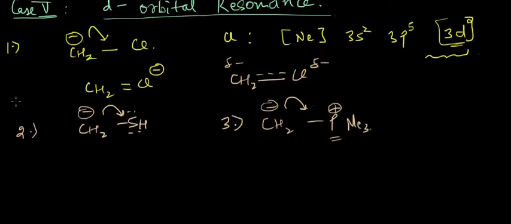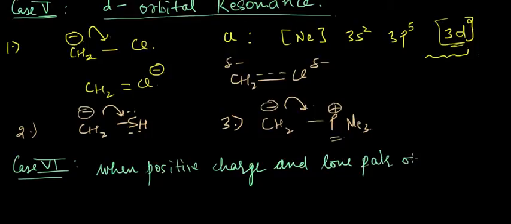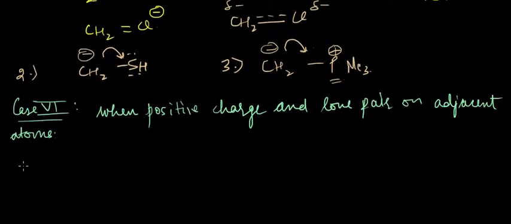Now let's discuss the case 6, where we have one positive charge and lone pair on adjacent atoms. Okay, so case 6 is when positive charge and lone pair on adjacent atoms. Okay, so what does this mean? Suppose we have something like this.